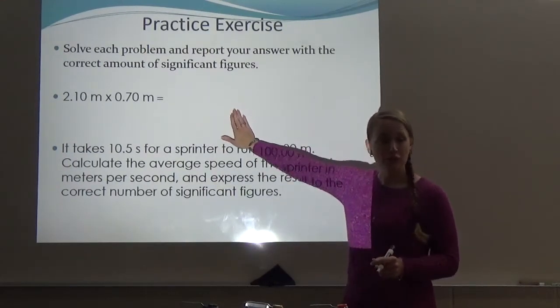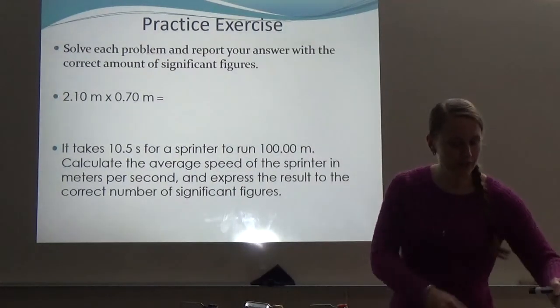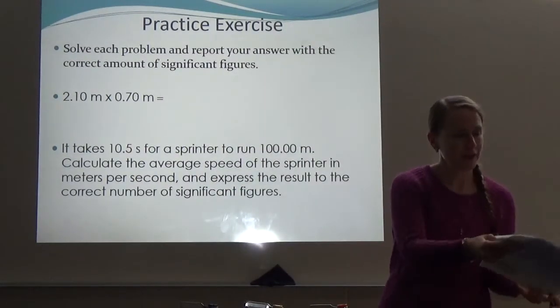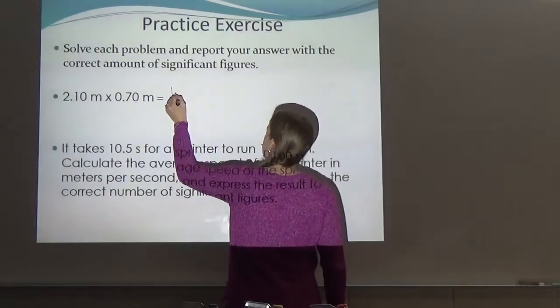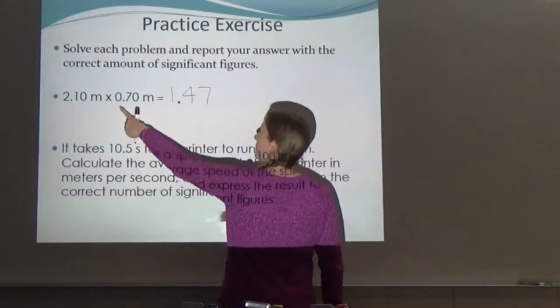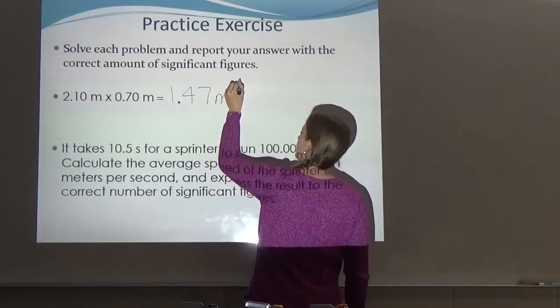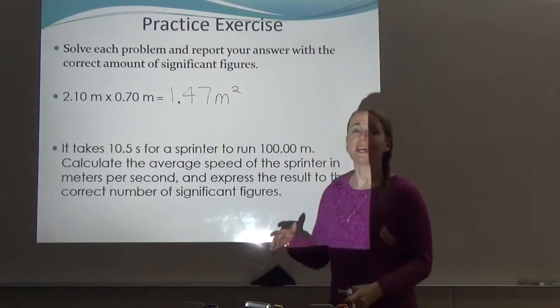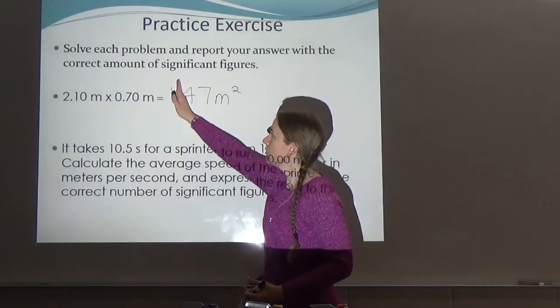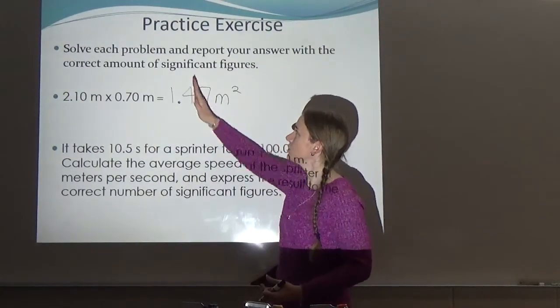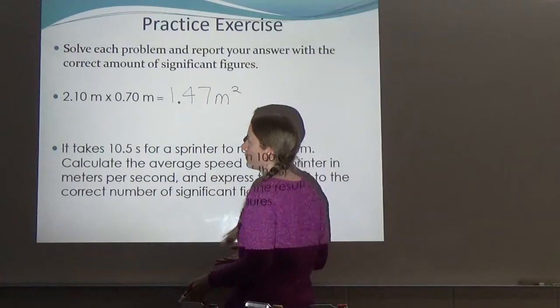So when you type the first one in the calculator, you will get 1.47. And meters times meters is meters squared. So again, we have to figure out where to round. Do I want all 3 numbers? Do I want to cut off the decimal? Do I want to just cut off one number? Where do I need to round?